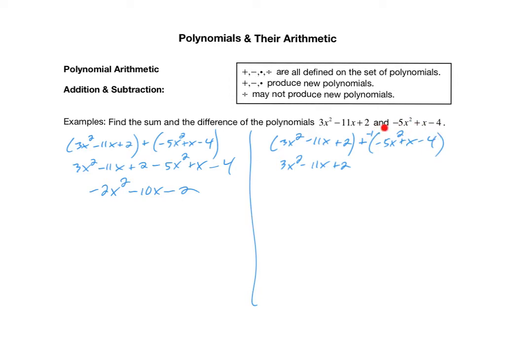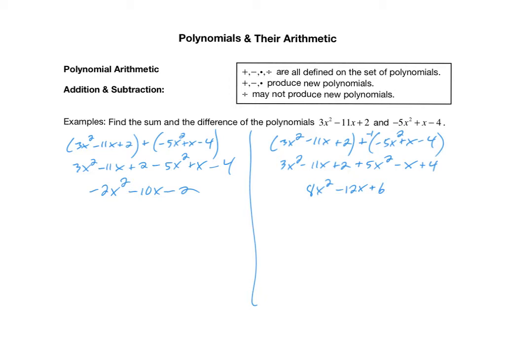And if you do that, negative 1 times negative 5x squared is plus 5x squared. Negative 1 times x is negative 1x, so minus x. And then negative 1 times 4 is negative 4, but you're subtracting that, so it's the same thing as adding 4. Once we're here, we're going to combine the like terms. 3x squared plus 5x squared gives us a total of 8x squared. Minus 11x minus another 1x is the same thing as minus 12x. And plus 2 plus an additional 4 is the same thing as adding on 6. This expression is the difference of these two polynomials.